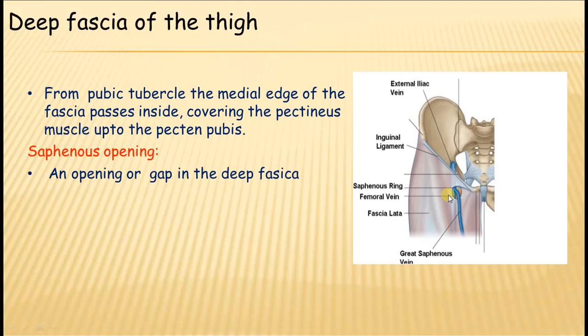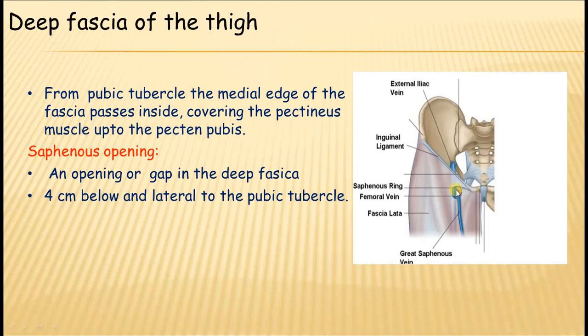So a deficiency in the deep fascia, it is 4 cm below and lateral to the pubic tubercle. So that is the surface mark. 4 cm below and lateral to the pubic tubercle. It's a very important landmark, mainly for embalming of the cadavers. Usually the embalming fluid is injected into the femoral vein. Okay? So embalming is a procedure when you want to preserve the dead bodies for some time.